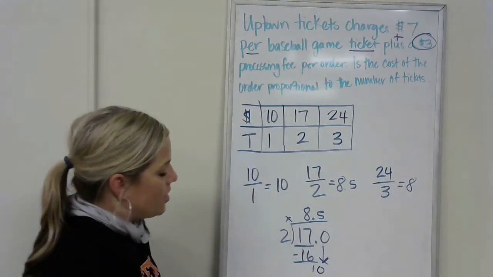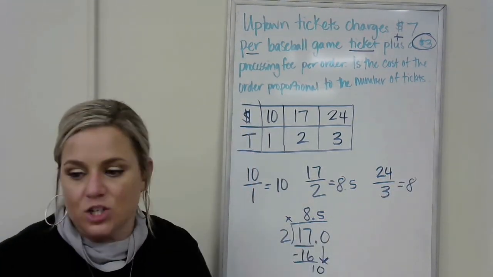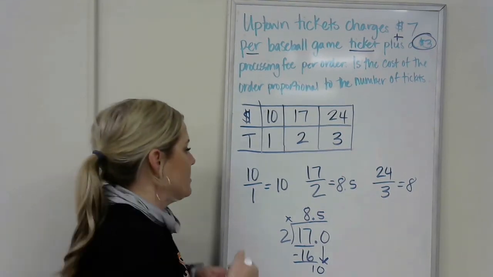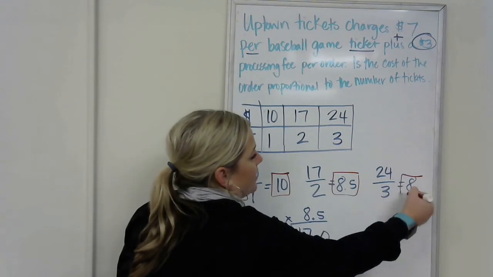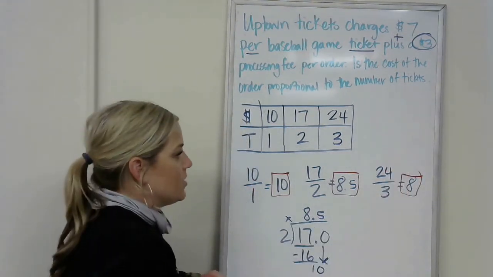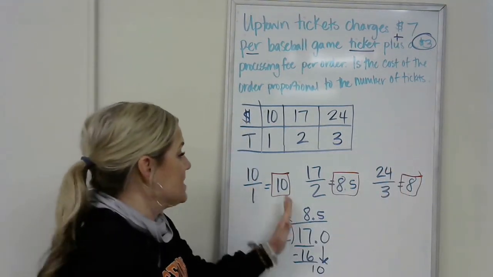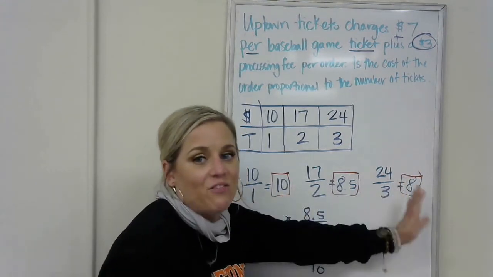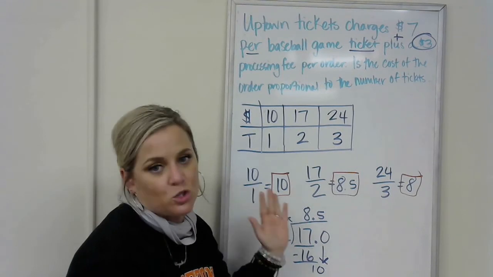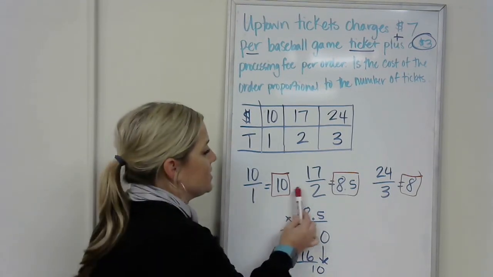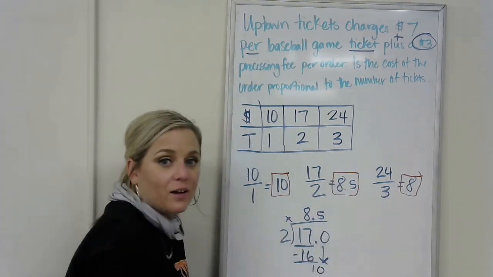24 divided by 3. All right, so if I look at my ratios simplified, I'm noticing that I have 10, 8.5, and 8, right? So those are not the same. It's not 10, 10, and 10. It's 10, 8.5, 8. So these would not be proportional. This would be a non-proportional relationship because they don't match up when we simplify, okay?